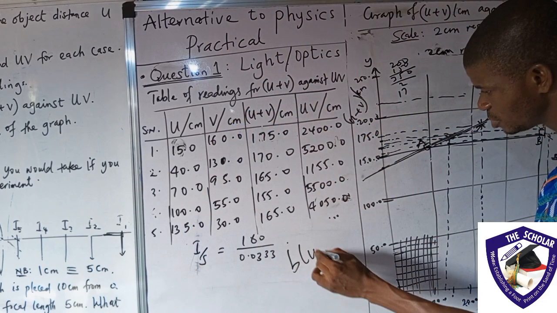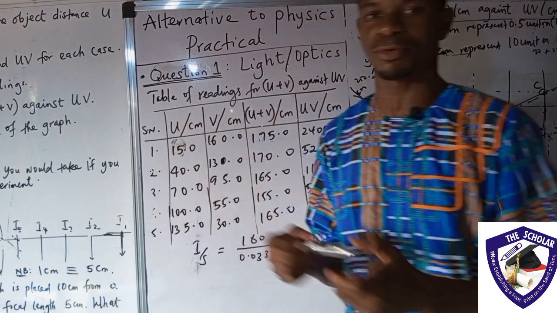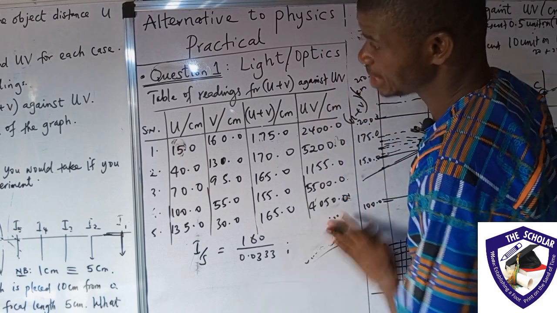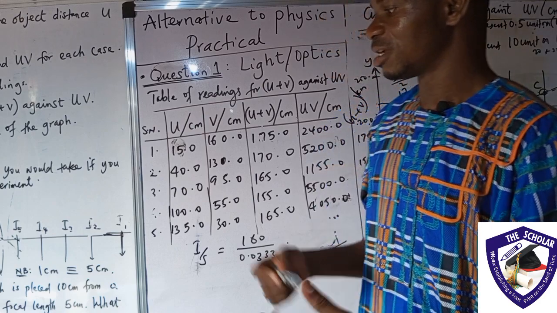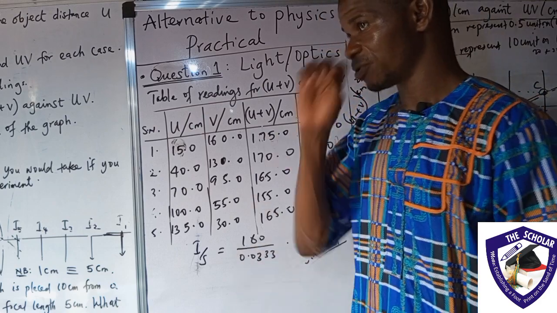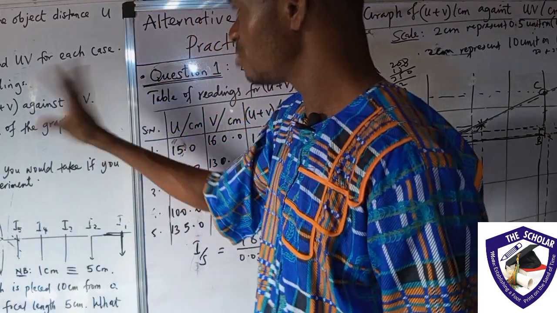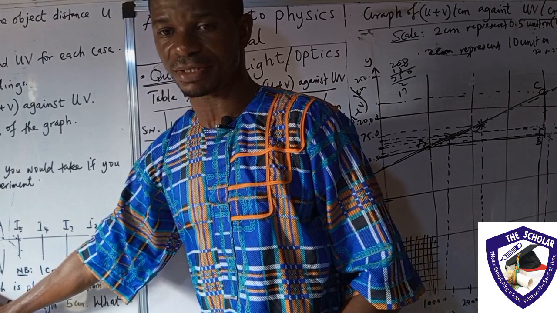Blurred. That means it is visible enough for you to see. Then these are some of the precautions you have to take when carrying out this experiment in the ray form. So after you have done all this, remember that all this carries 25 marks, including the B part.